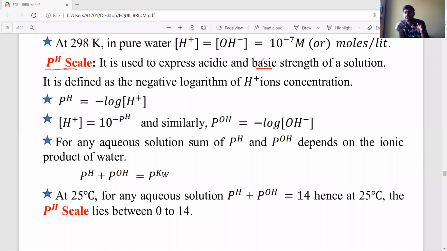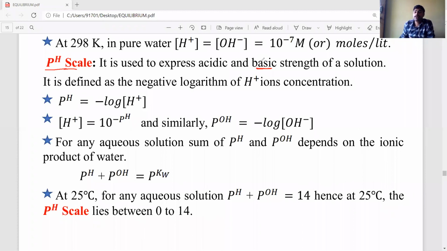So for example, if the given solution is an acid, we can explain its strength by using the pH scale. If a basic solution is given, the basic strength of the solution can also be expressed by using the pH scale. Whether it is a strong base or a weak base, or a strong acid or a weak acid, depends on its pH value.